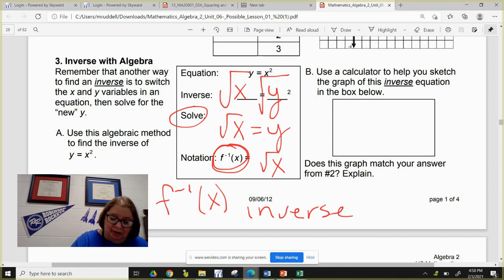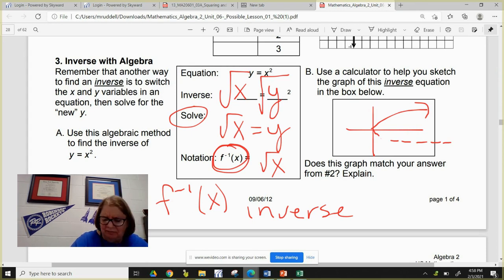It says use a calculator to help you sketch the graph of this inverse. This inverse looks like this. Does this match our answer from number 2? If you look back at number 2, we're missing here, this bottom part.